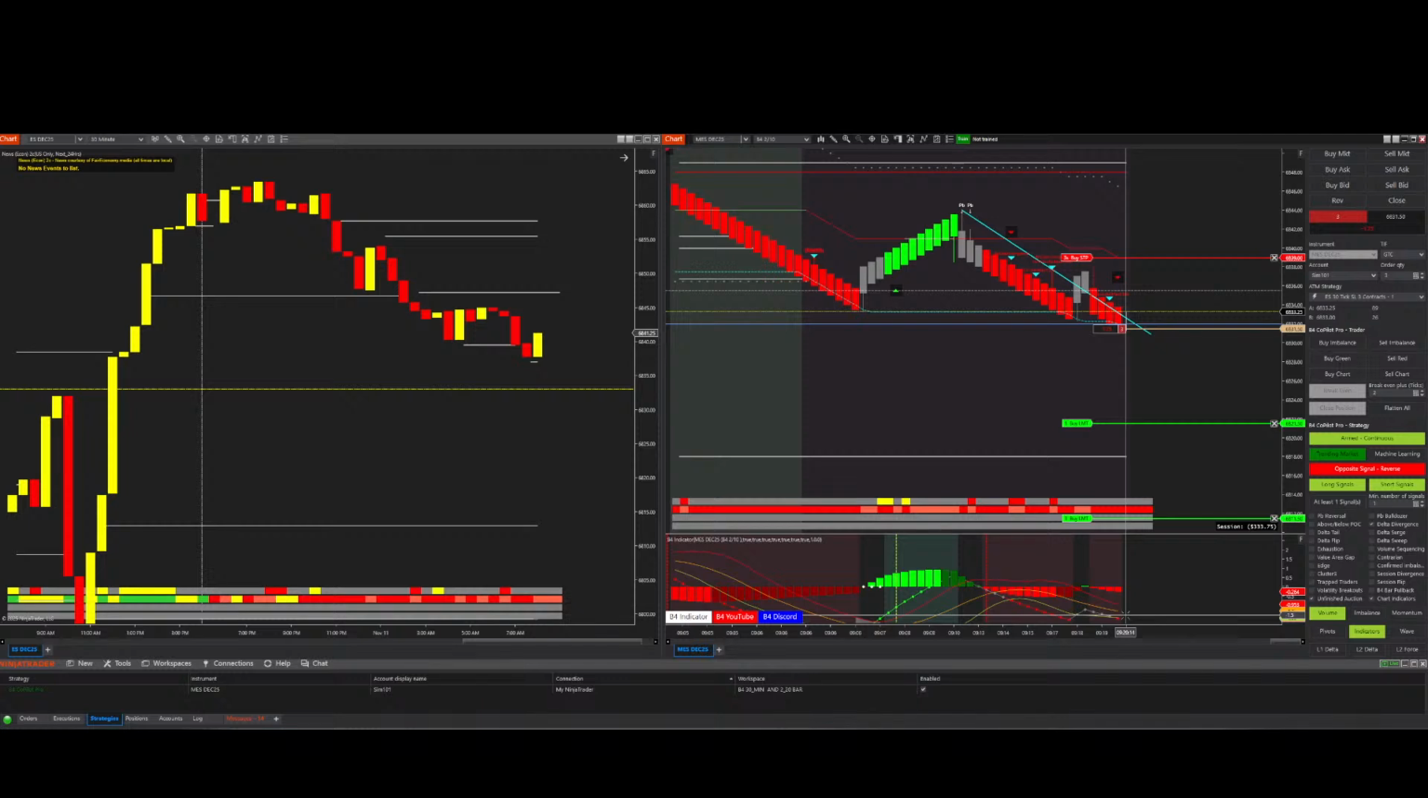If it does break it, that would give you that clearance here. And it may take longer to break it. Let's see what it's going to do.